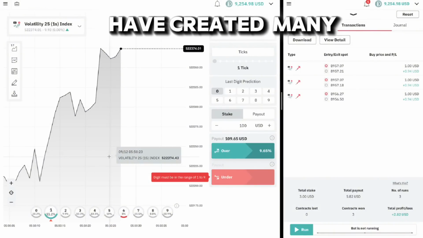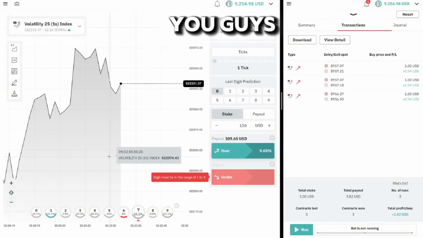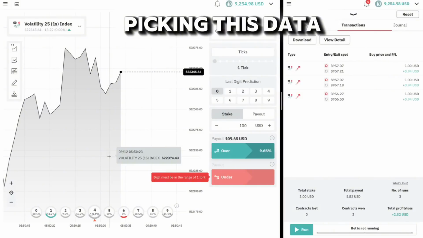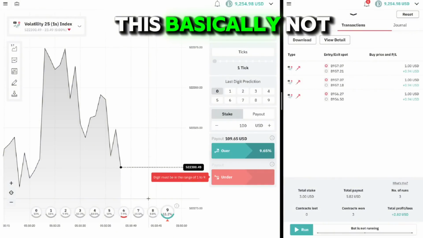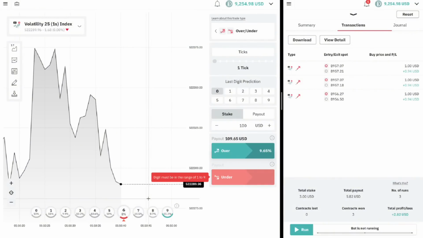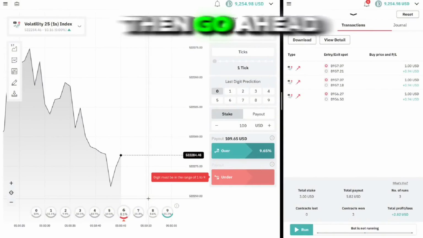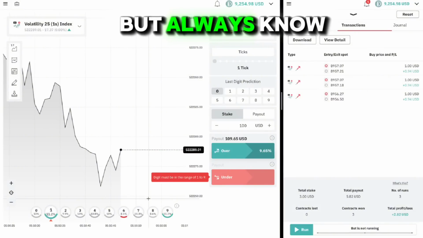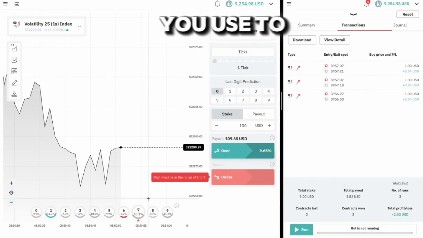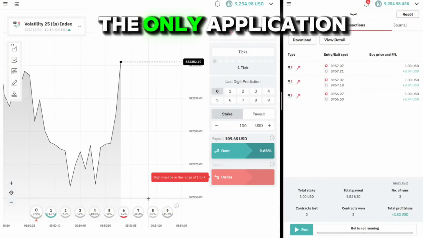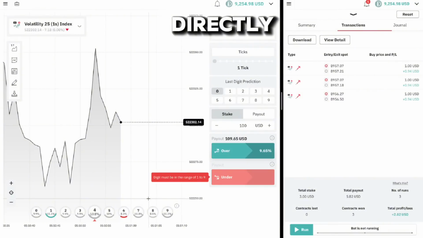Yes, I've created many for people, and I could create one for you guys, but I'm just picking this historical data and showing it to you. There's basically not a lot that an analysis tool gives you, but if you prefer using them, you can go ahead and use them. But always know there is third-party commission on any application that you use to trade. So the only application that doesn't charge you third-party commission is if you're using Deriv directly.